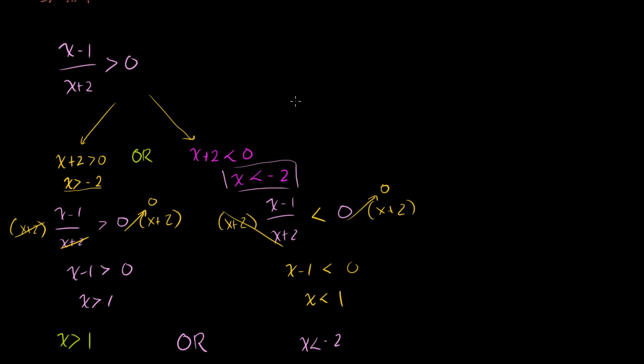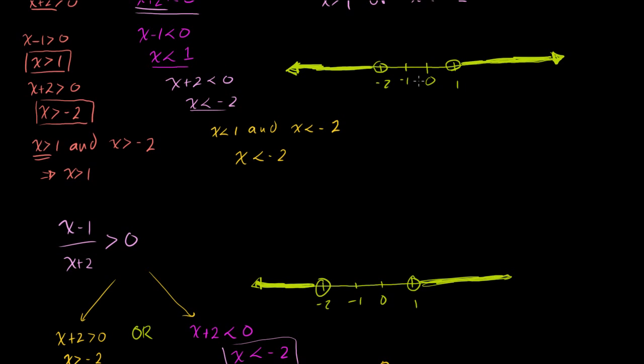So once again, you can graph it on the number line. X is greater than 1 right there. You have 0, minus 1, minus 2. And then you have x is less than minus 2. You're not including the minus 2. And just like that, that is the exact same result we got up here.